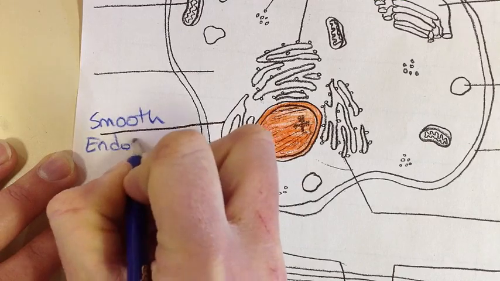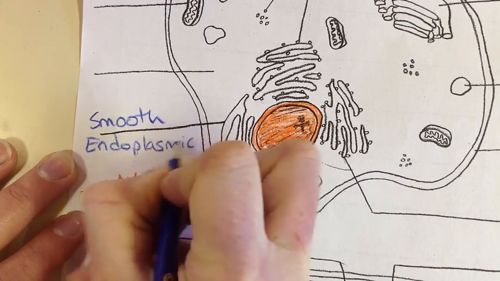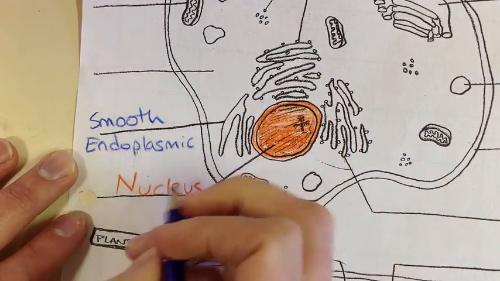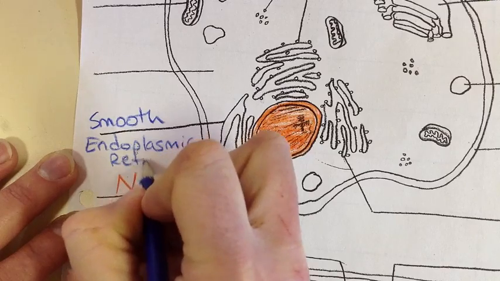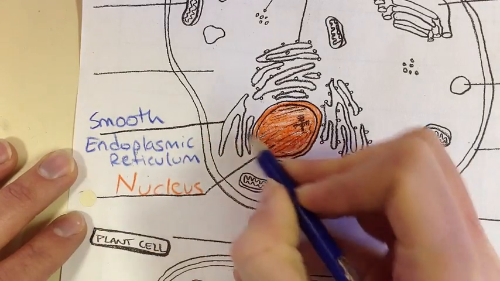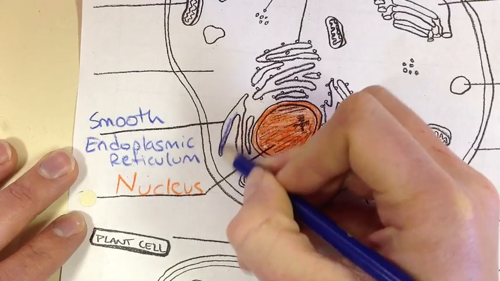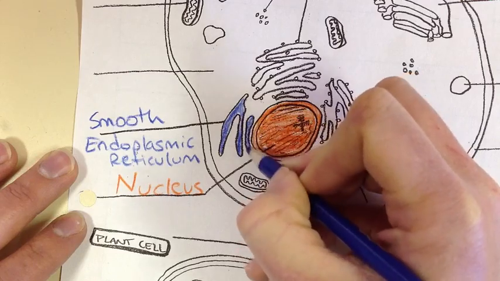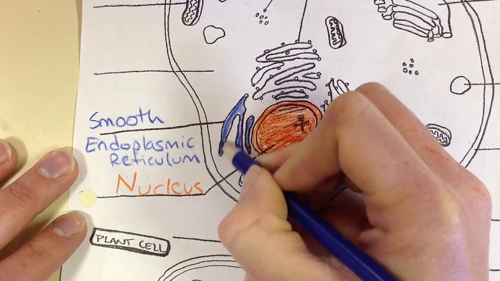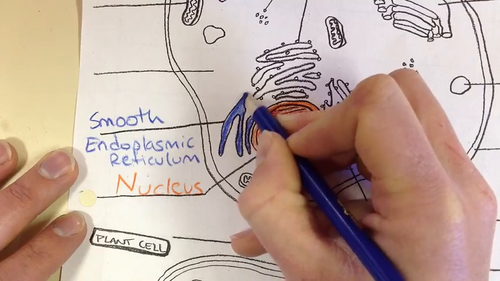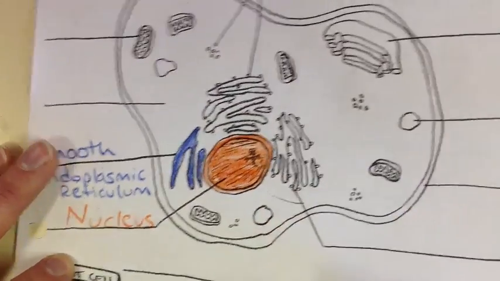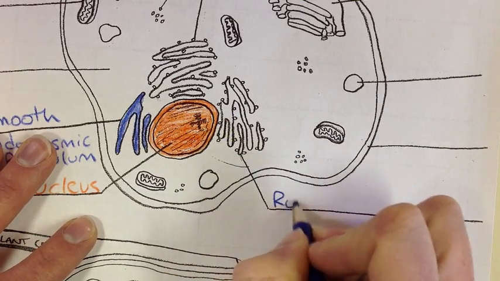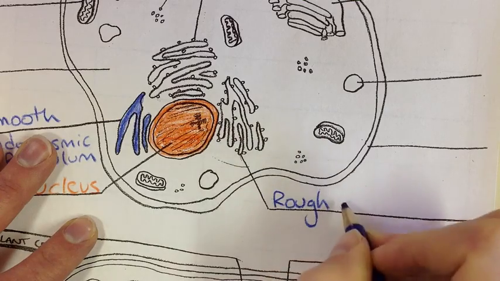Endo, by the way, means in. Plasmic means that it's squishy, so how it's all wiggly, just like the plasma membrane is all wiggly. Reticulum. So I'm going to color that in here. That's the passageway that transports proteins and other materials throughout the cell. And then right here, because it has the ribosomes on it, that's the rough ER. I'm going to keep it the same color because they're still both endoplasmic reticulum.